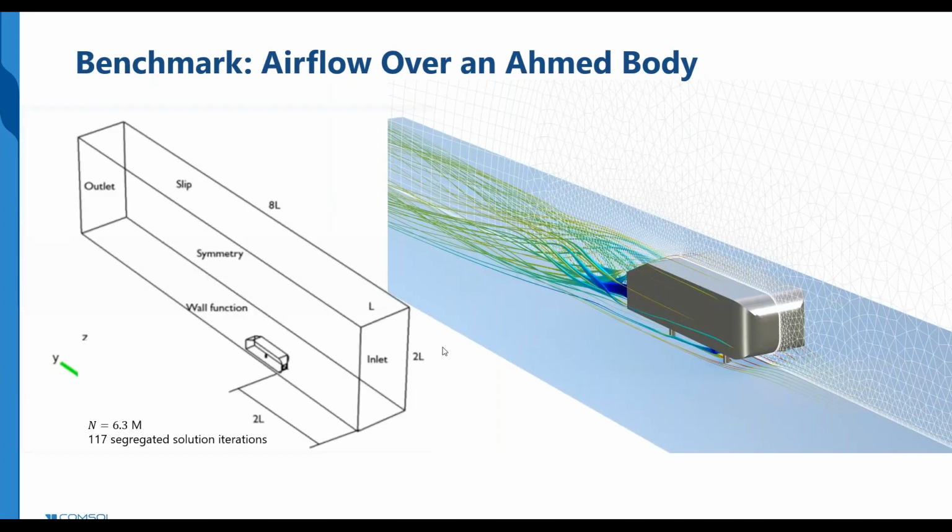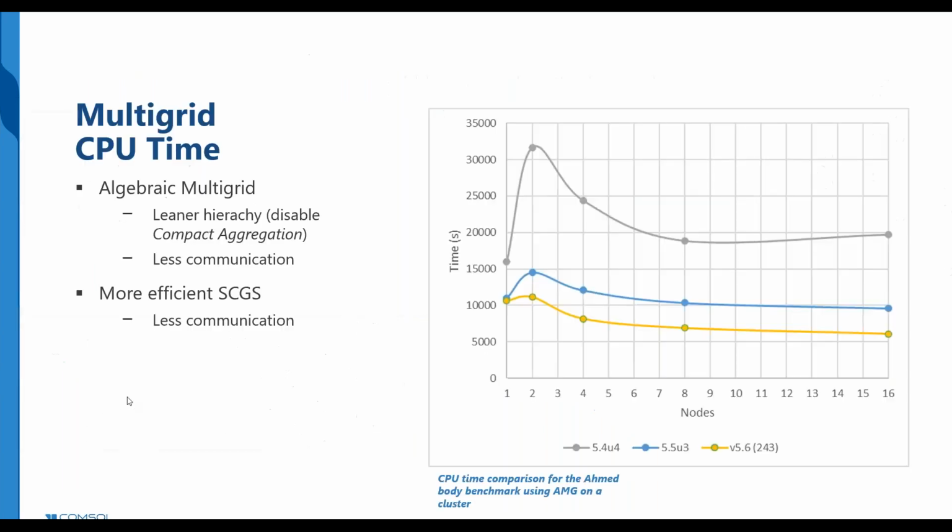So let's look at the benchmark in CFD. You have this model in at least the CFD Module's application library. We have here solved a refined version of that to better capture the benchmark results. It comes up to 6.3 million degrees of freedom, and converges in 117 segregated nonlinear iterations. First, look at the CPU time for multigrid, the multigrid option.